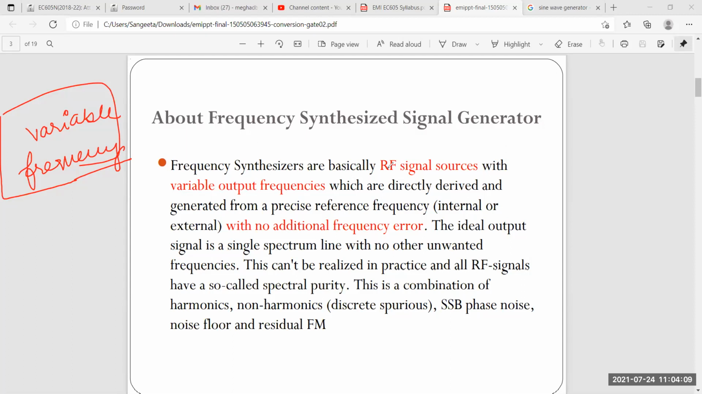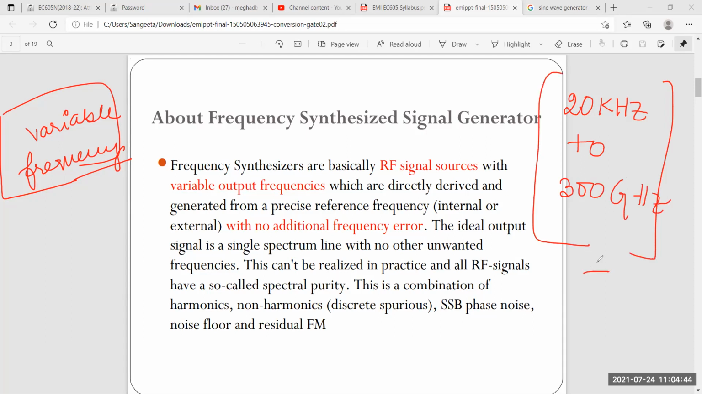And what is the frequency of RF signal? Do you have any idea? Under which frequency? What is the range of frequency? Can you tell me the range? Ma'am, maybe it comes in gigahertz. Yes, exactly. From 20 kilohertz to 300 gigahertz. That is why the range of RF signal is so large. So much wide range. That is why it is so much used.